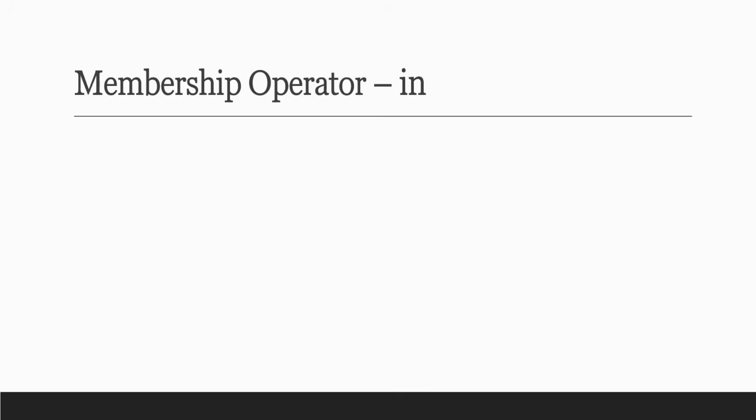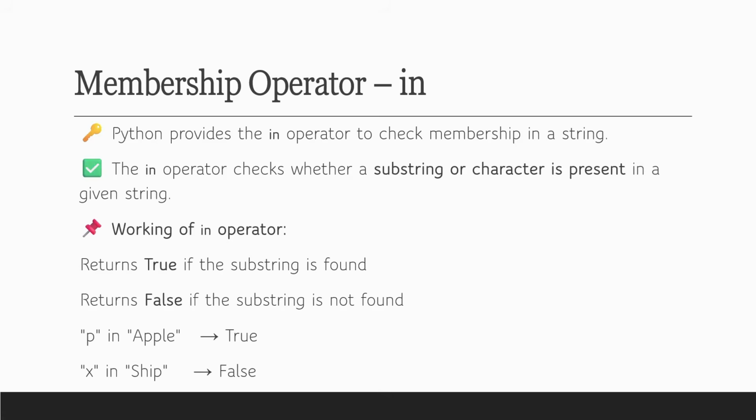Membership operator in. The in operator in Python is used to check whether a character or substring is present in a string. If the substring is found, Python returns true. If the substring is not found, Python returns false. For example, the letter P is present in the word apple, so the result is true.